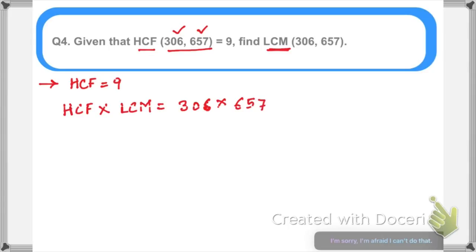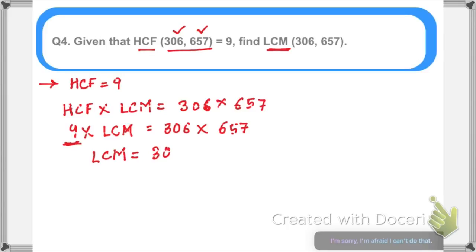657. So here the HCF is 9 into LCM is equals to 306 into 657. Now taking this 9 down, we'll take 9 to the RHS, 306 into 657 by 9, that will give you the result as 22338, and this will be the answer.